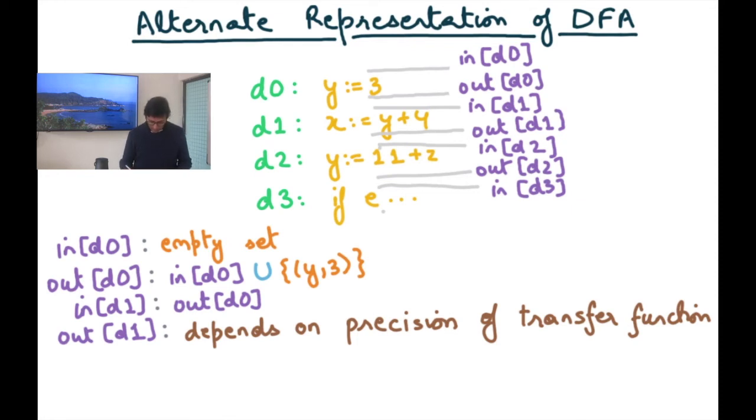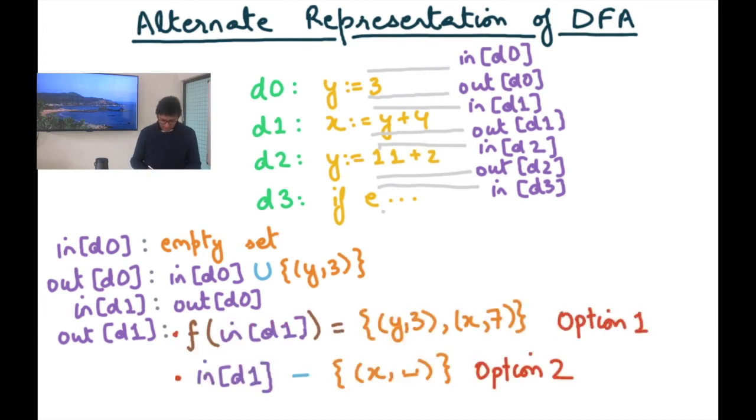So it depends on the precision of the transfer function. There's one option which says that you just implement a generic function f. So have some function f which represents the transfer function, which is also dependent on the instruction being executed, D1. In this case, it's going to look at in D1, and based on that, it's going to give us (y, 3) and (x, 7). And the way this function is going to work is exactly what we discussed. It's going to look at the statement, look at the in value, and based on that compute the out value. It's going to be a little bit of computation, because it says, okay, this is what the statement is, this is what the in value is, so this is what the out value should be.